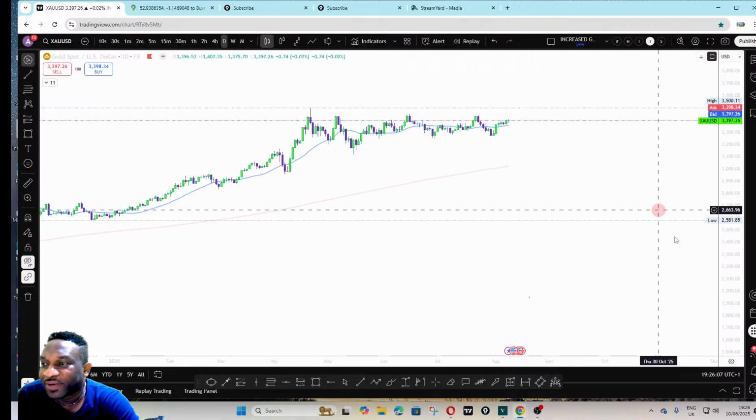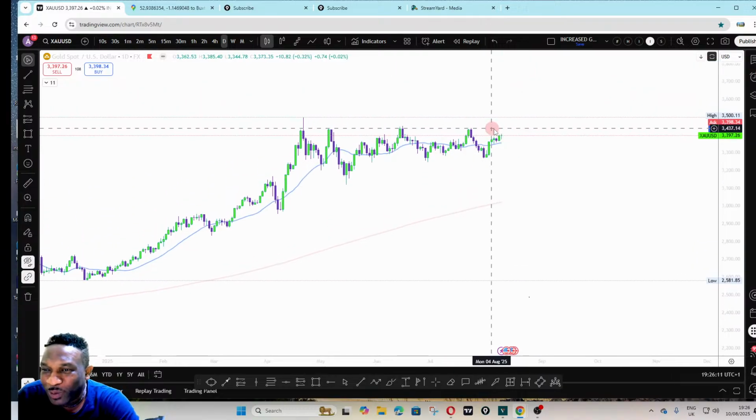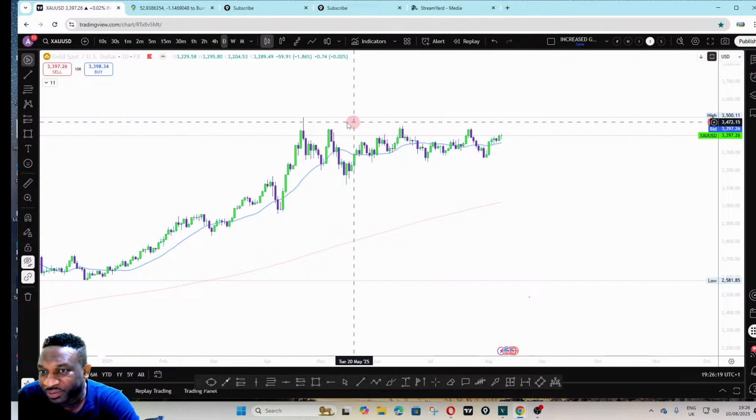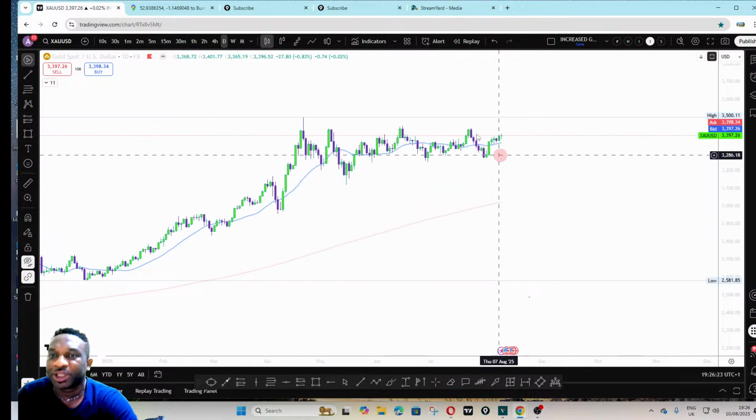So we can identify that the daily is in an uptrend as well, and then we have this key level here, this area that price has been stopping, and that's why we're saying that we expect price to break above or clear the liquidity here. If it's going to go down, then we'll take it from there.